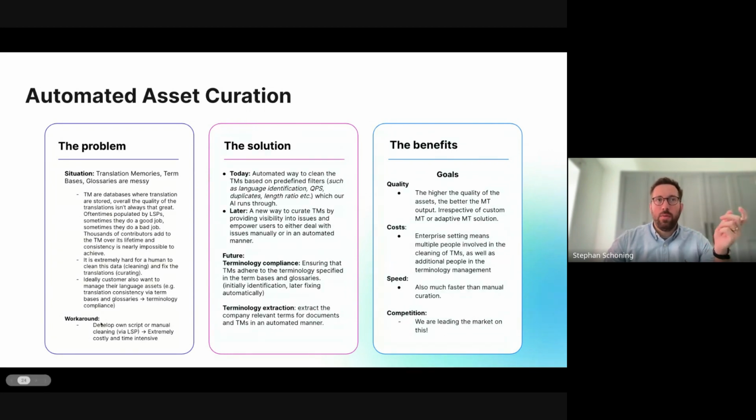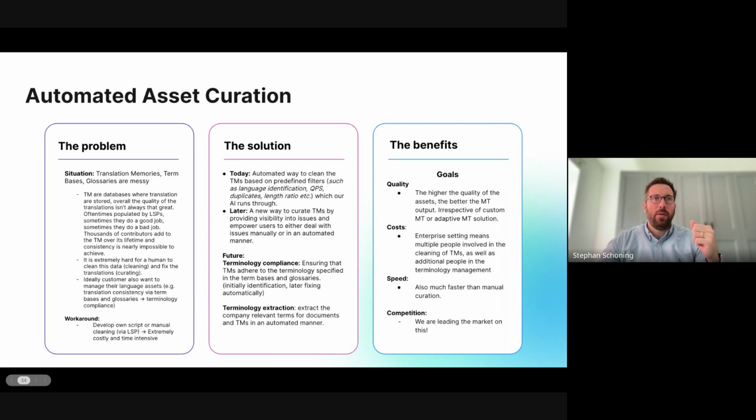So how have they dealt with this in the past? Sometimes there are scenarios where they sent this over to an LSP to clean it. It's super costly. It takes forever. And they don't even always do a good job at it. Sometimes the cleaning is not that good.